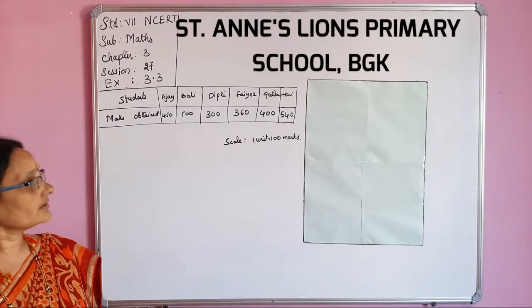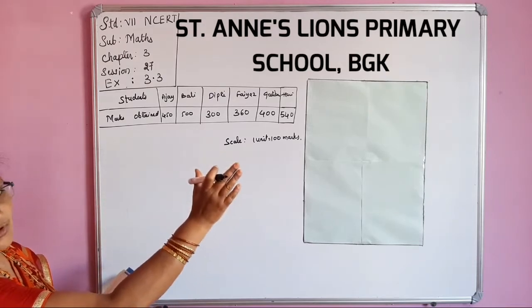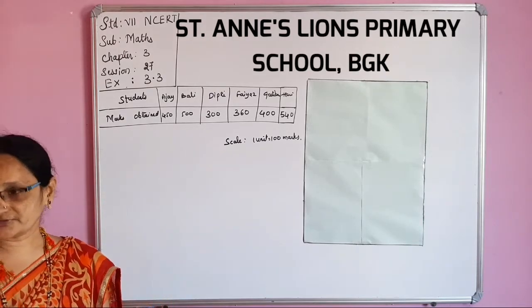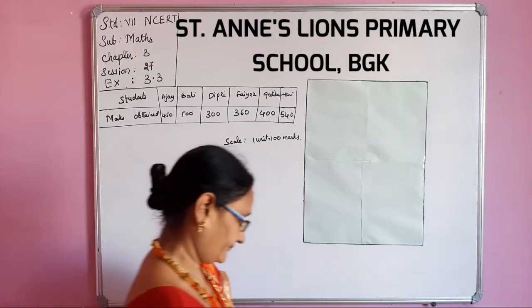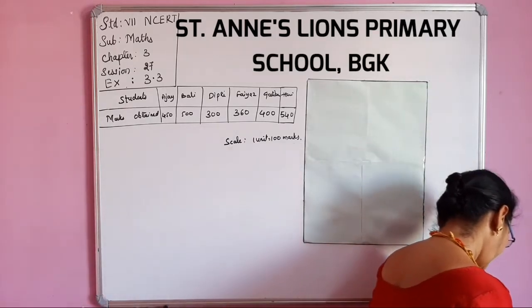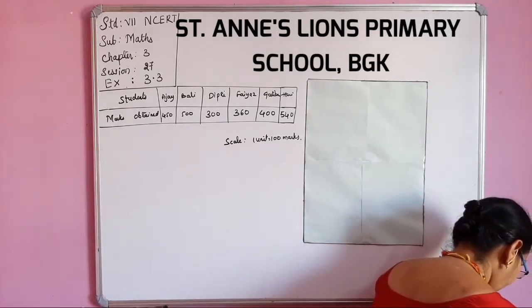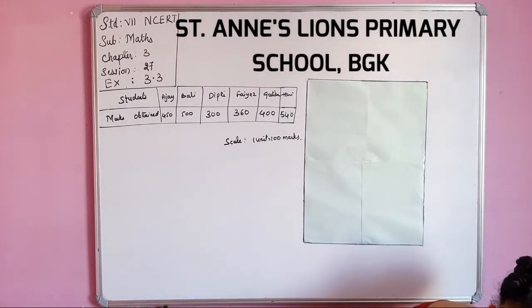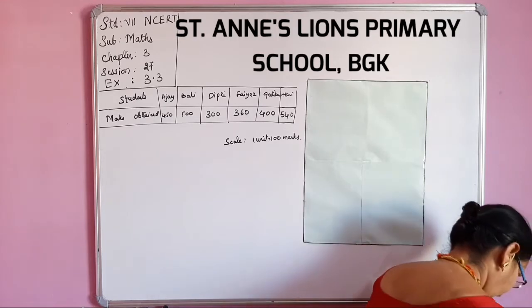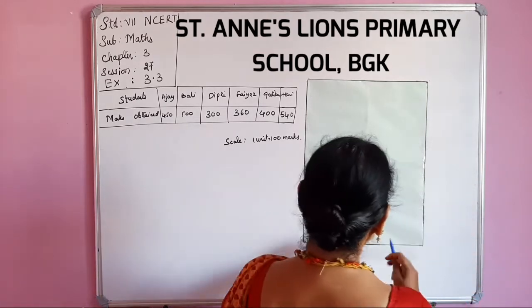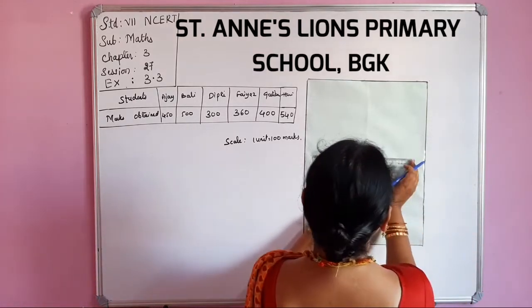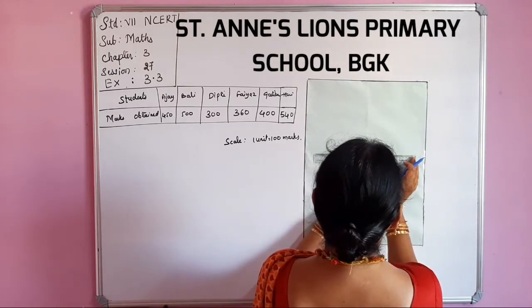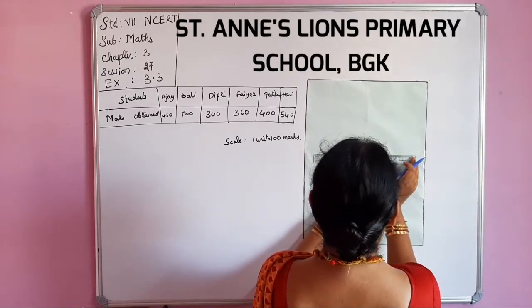Okay. Now, the same thing I am going to do on the graph sheet. Let us see how to draw the graph sheet now. First, as I told you, see here, you have to draw a horizontal line.